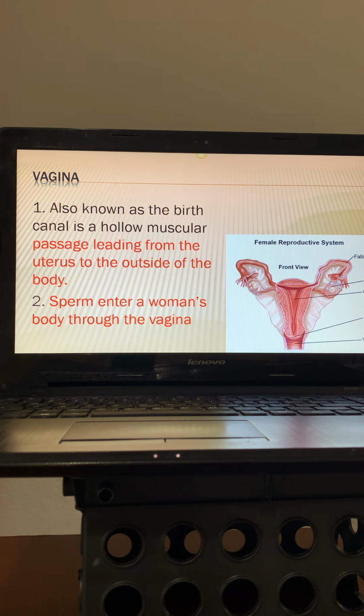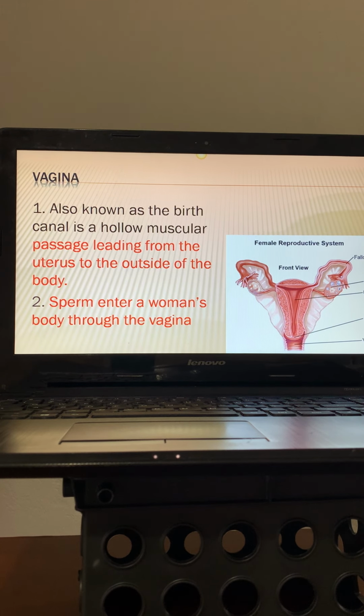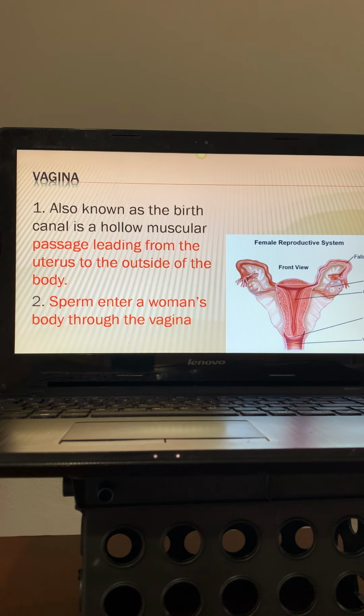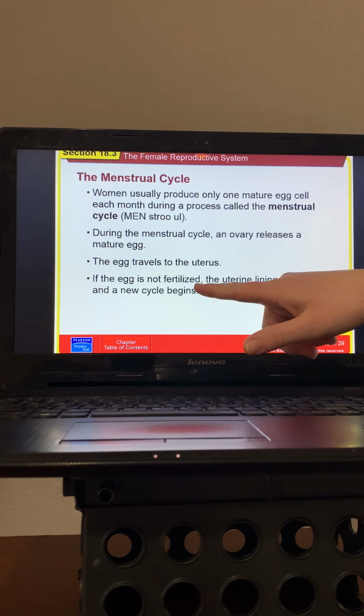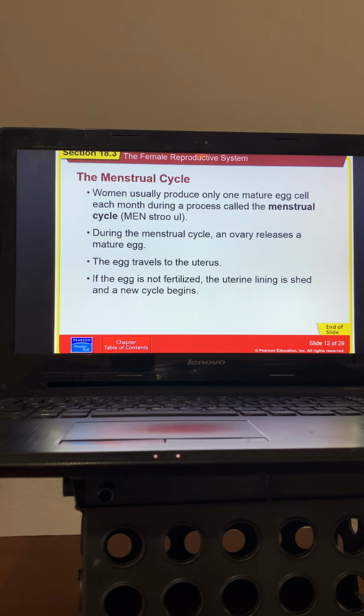So these are the structures that are on the inside of the female reproductive system. So we're going to talk about what happens once a month if that female's egg is not being used to produce a baby. Then she's going to go through something called her menstrual cycle, or she will have her period, and that's an okay term to use as well. So during the menstrual cycle, the ovary is going to release a mature egg. The egg will travel to the uterus. If it's not fertilized, so if there are no sperm cells present inside of the uterus, the lining is going to shed and it will start the cycle all over again.